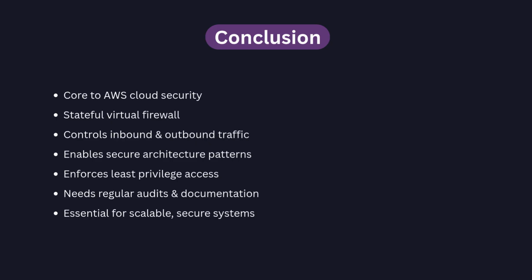Conclusion: AWS security groups are a fundamental component of building secure cloud architectures. By acting as a stateful virtual firewall, they give you precise control over how traffic flows between your resources. Understanding how to properly configure inbound and outbound rules, implement AWS security group chaining, and apply common architectural patterns allows you to enforce strong security boundaries without adding unnecessary complexity. When combined with best practices such as least privilege access, proper rule documentation, and regular audits, AWS security groups become a powerful tool to protect your applications at scale.